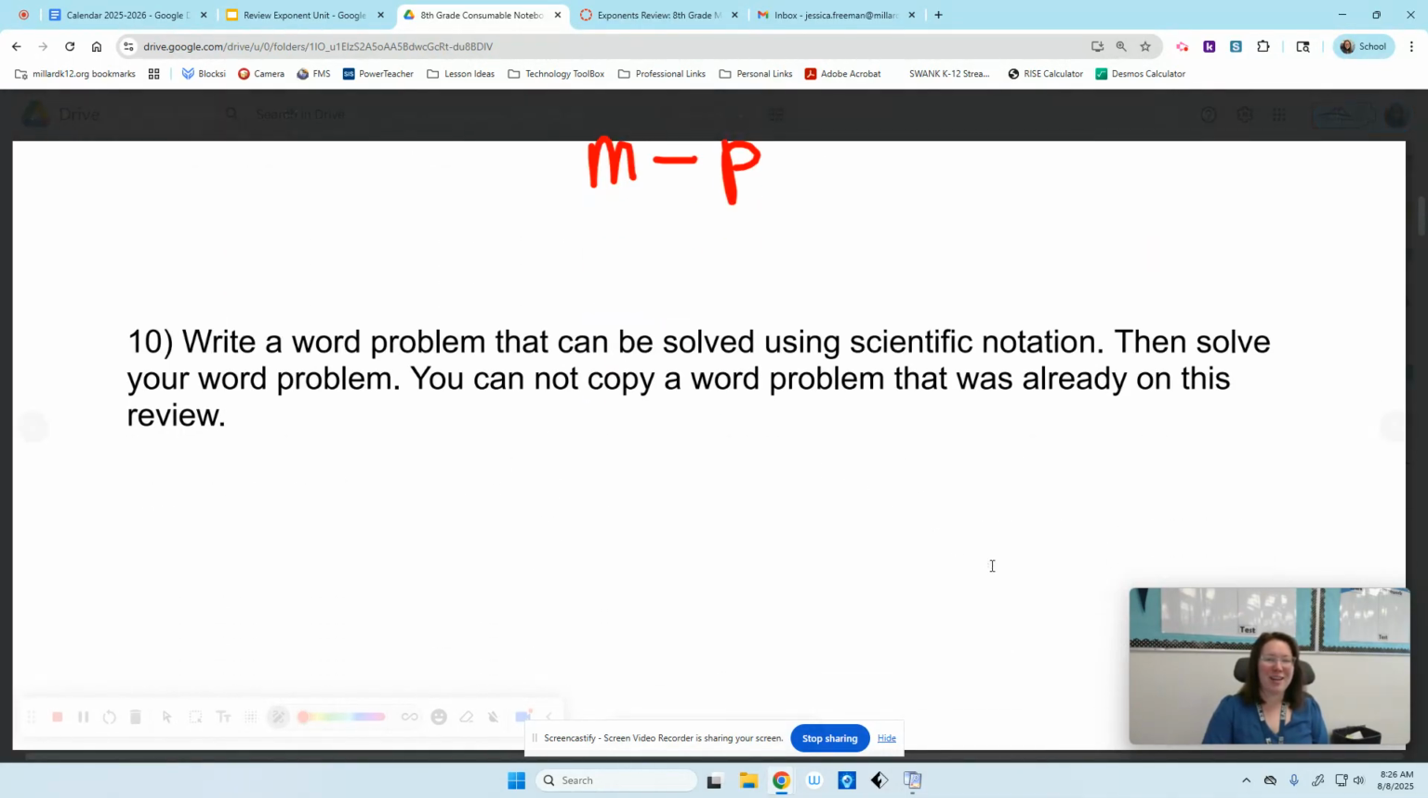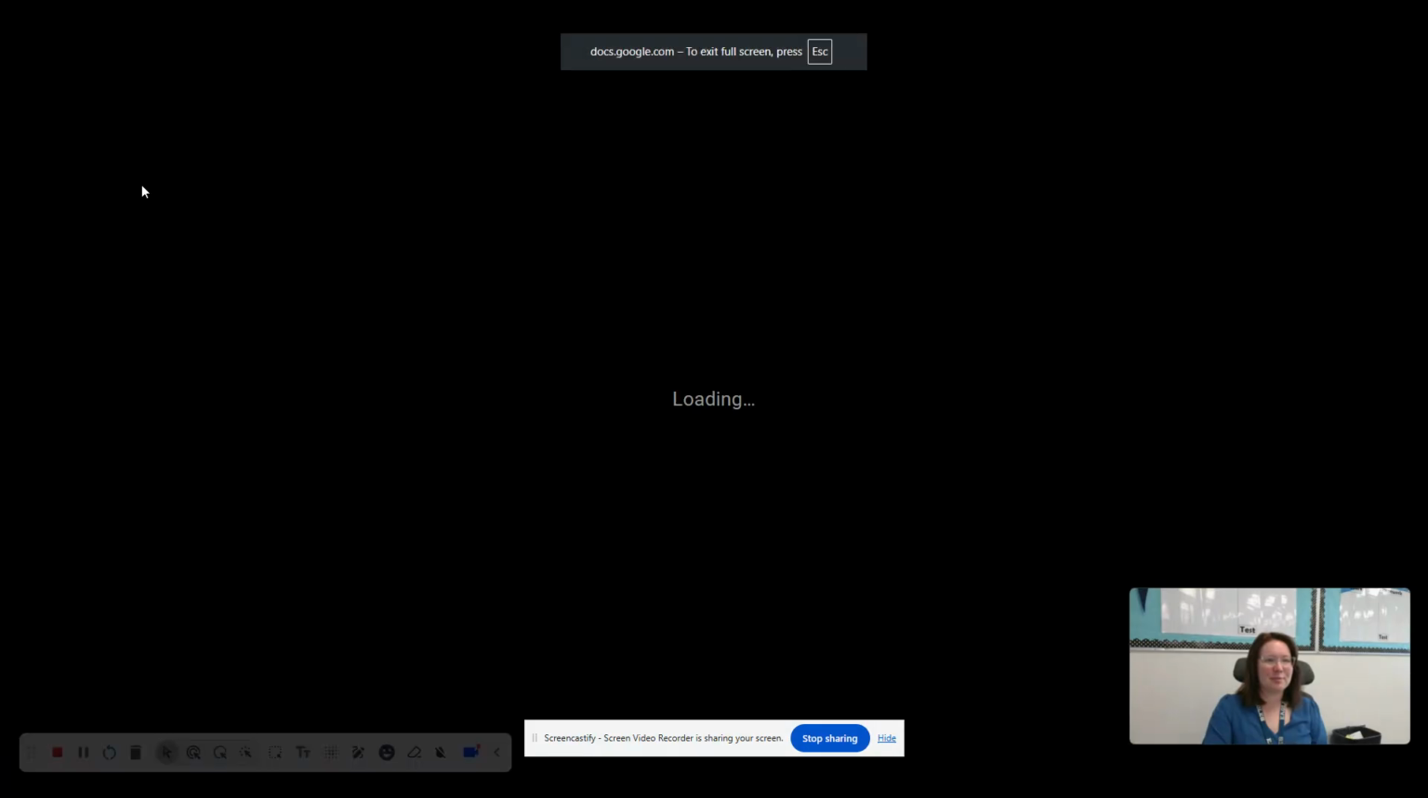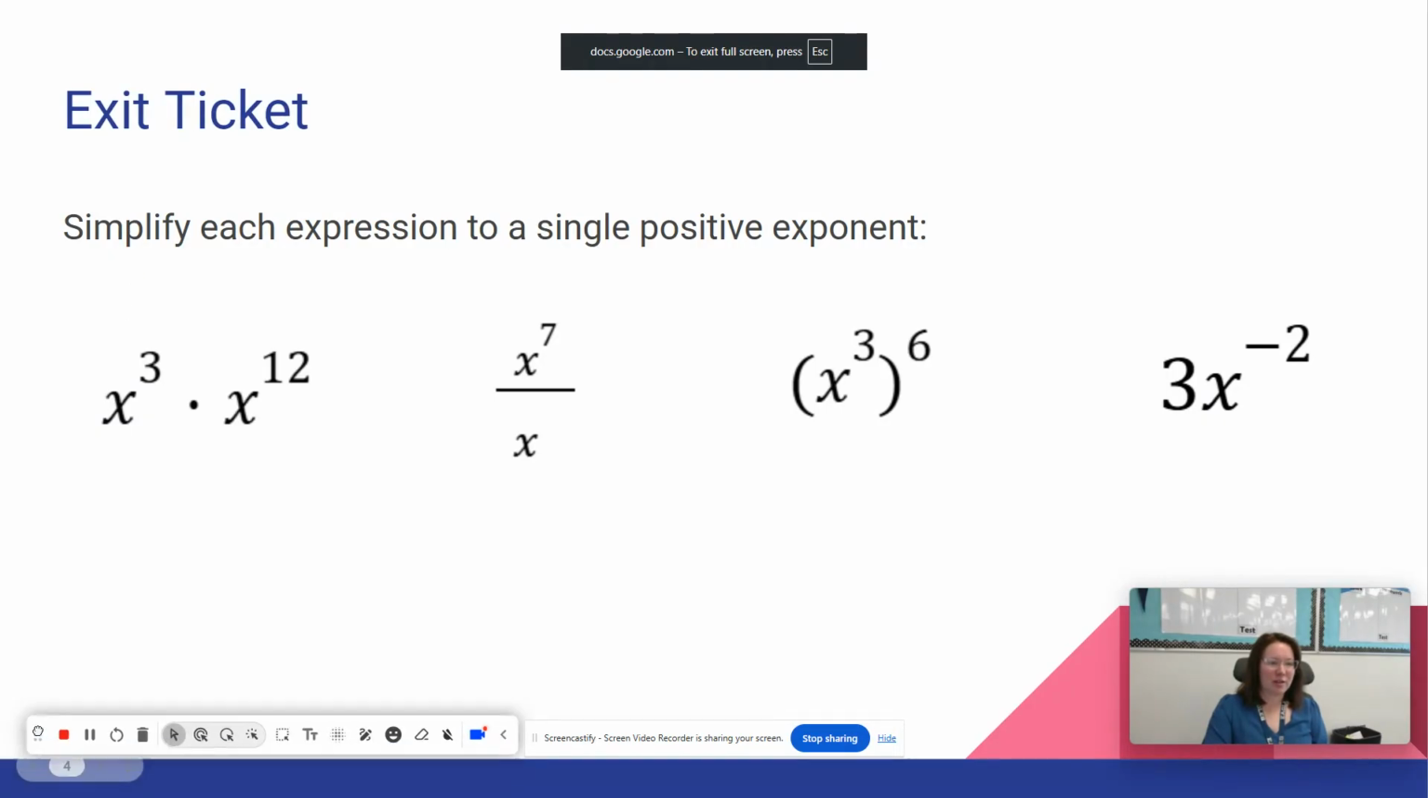All right, write a word problem you can solve using scientific notation, then solve your word problem. You cannot copy a word problem that was already on this review, right? That is up to you to do. So that's what we did in class, and then we ended with our exit ticket. And we can just go over these very quickly.